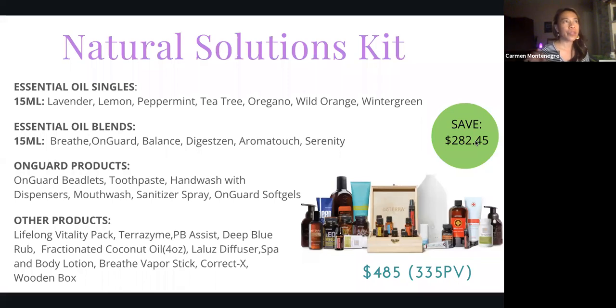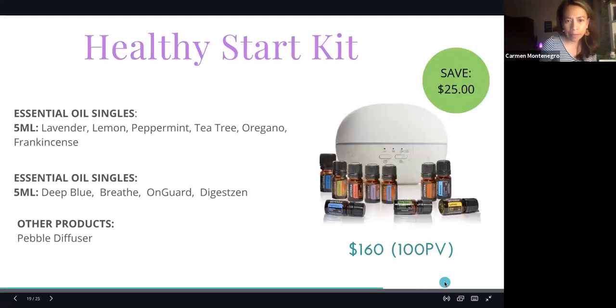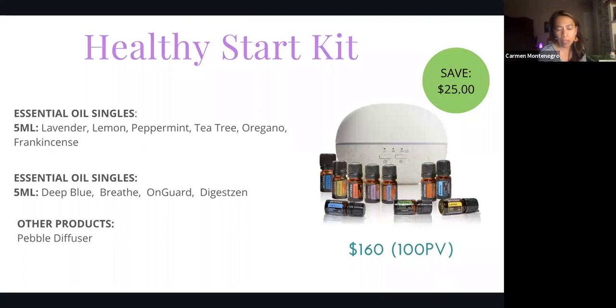Mhm. And then doTERRA gives you an extra $50 worth of cash points to buy extra anytime you want, if your kit is above 200 PV. That's why I put the PV here, because this is 335, so this actually qualifies for the promo that they gave. Then the next kit, which is also a popular kit, is the Healthy Start Kit. This is how I actually started with doTERRA, with a Healthy Start Kit.